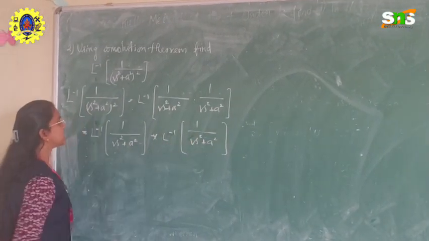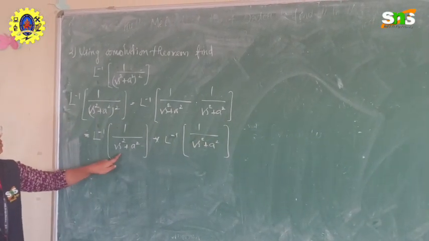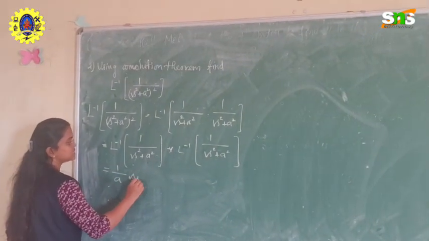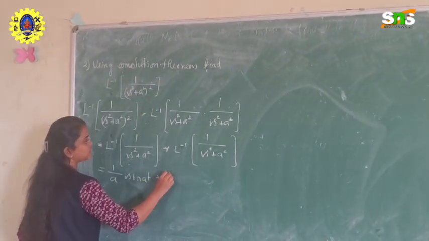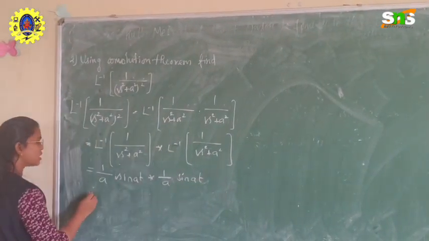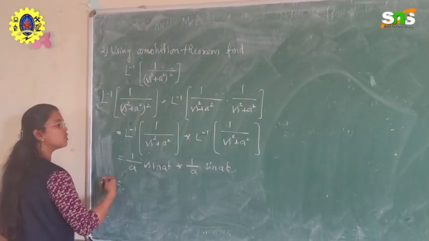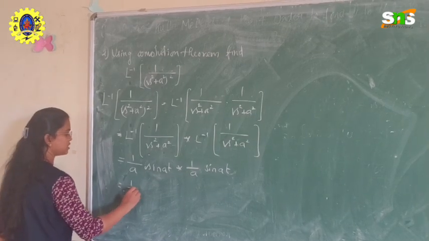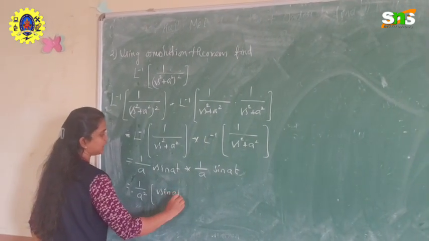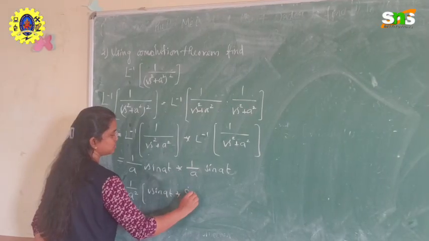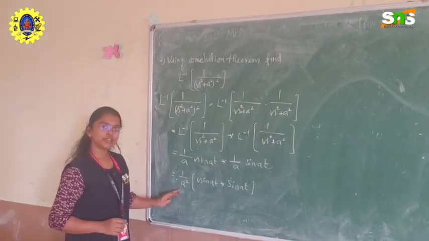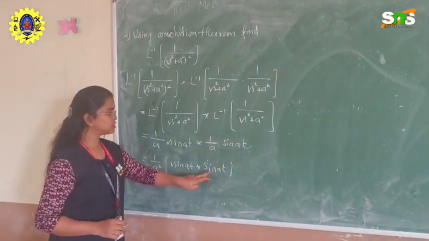So you know that L inverse of 1 divided by s square plus a square is equal to 1 divided by a sin at, convolution 1 divided by a sin at, right? So I'm just taking this 1 by a outside. So I'm taking 1 by a square, sin at convolution sin at. So 1 divided by a square, sin at convolution sin at.